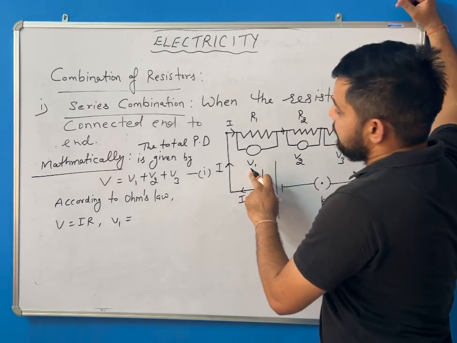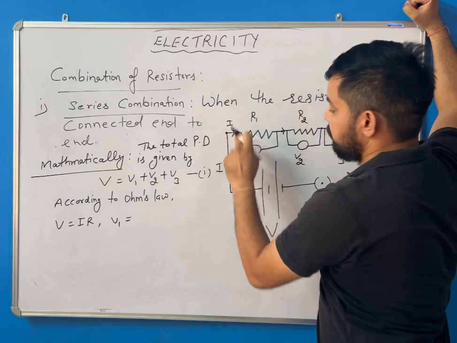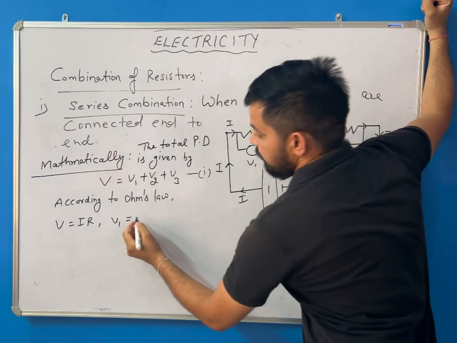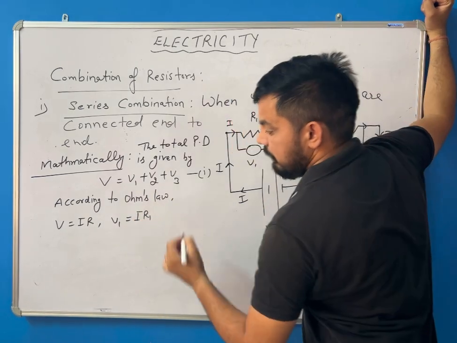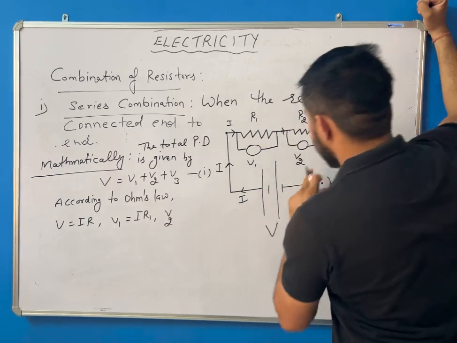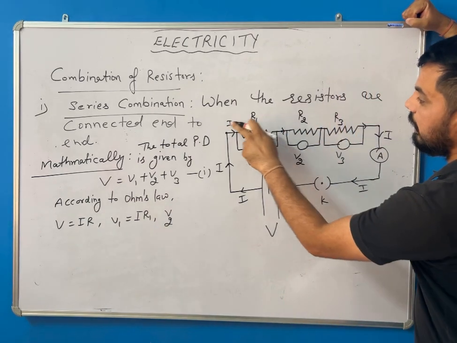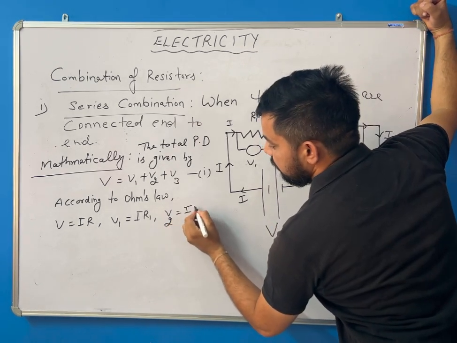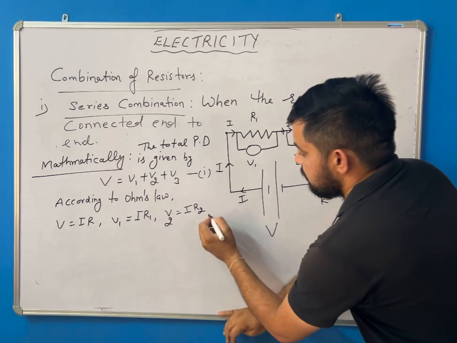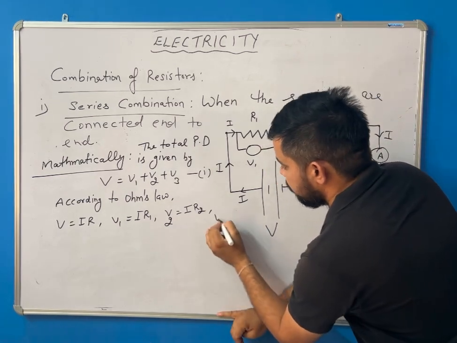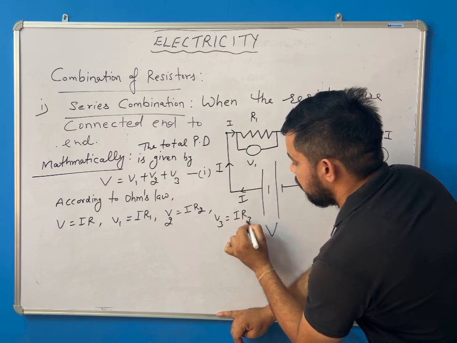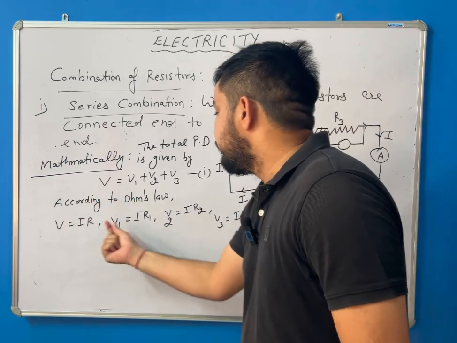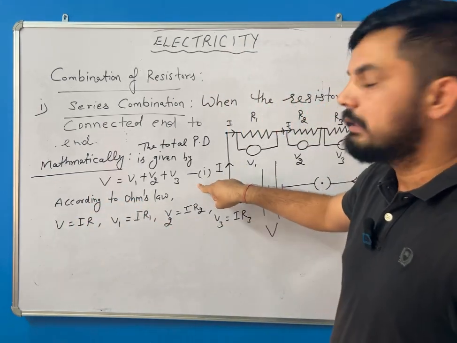So, from V1, you will see that the total current passing through R1 is I, and the resistance is R1. So, V1 is equal to what? V1 is equal to I R1. Similarly, V2 is equal to what? V2 is equal to I R2. And similarly, V3 is equal to I R3. Right? Now, putting the values of V1, V2 and V3 in equation 1.